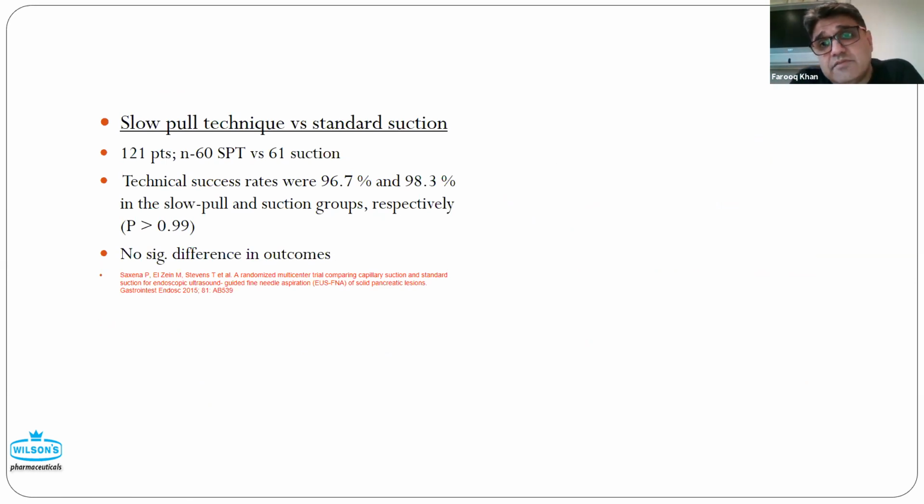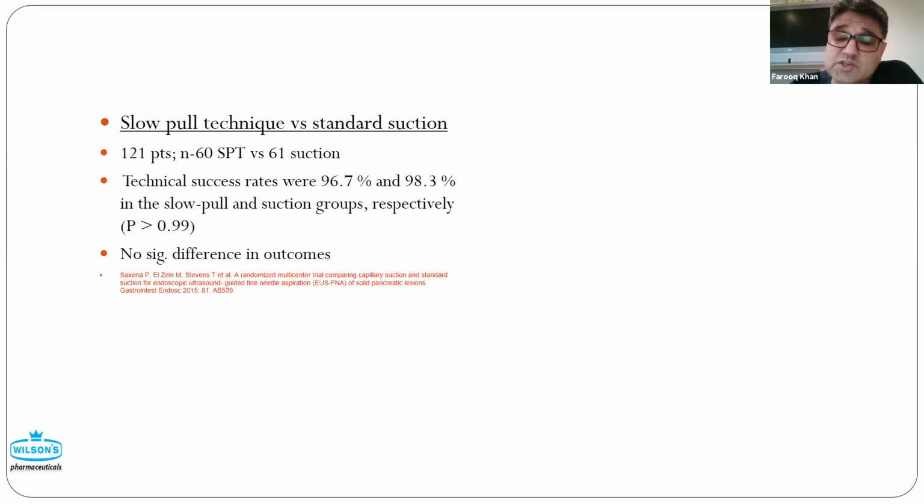Pyle Saxena is an Australian gastroenterologist, trained at Johns Hopkins, and she did that study while she was there. She looked at 121 patients, 60 with a slow pull technique. A slow pull technique is where you puncture and then you don't attach suction. All your nurse does is slowly pull the stylet out. She compared it with suction and found absolutely no difference.